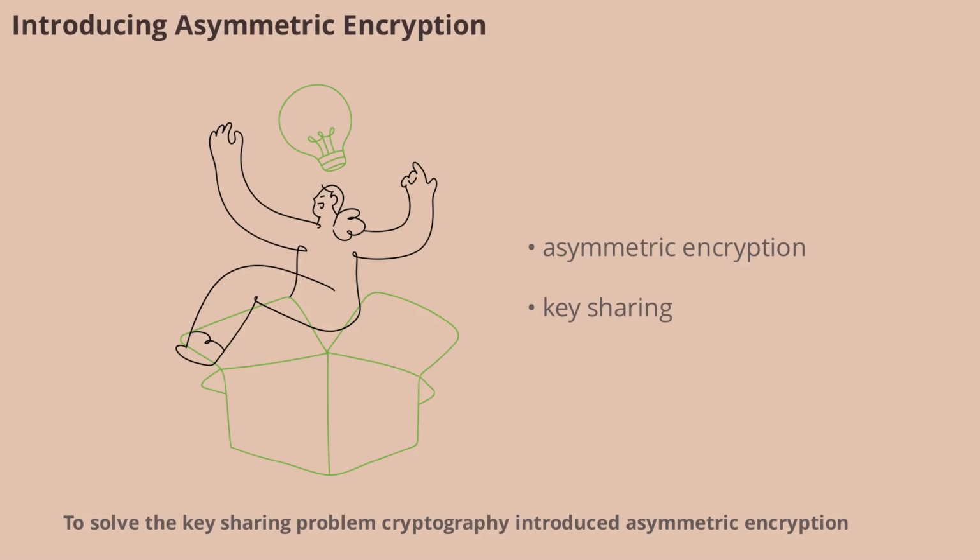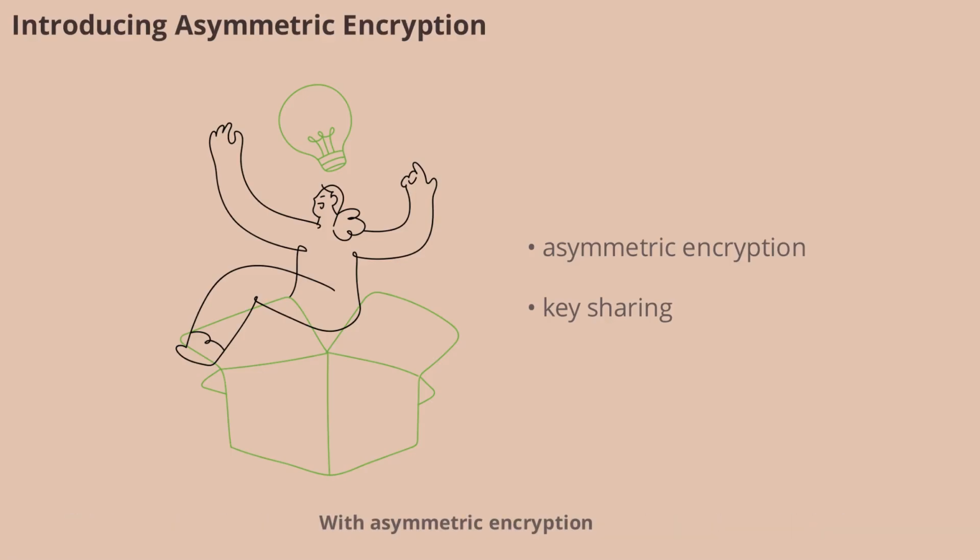Solve the key sharing problem. Cryptography introduced asymmetric encryption. Unlike symmetric encryption, which relies on a single shared key, asymmetric encryption uses two different keys. This innovation fundamentally changes how secure communication is established. With asymmetric encryption, you no longer need to worry about secretly exchanging a key with every person you want to communicate with. Instead, the system is designed so that one key can be shared openly, while the other remains private.